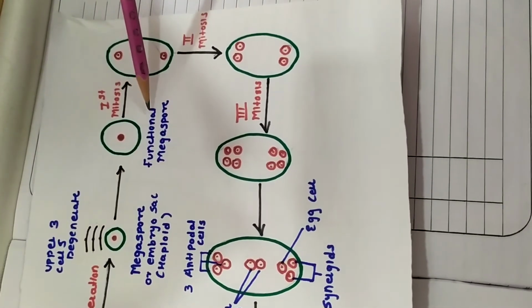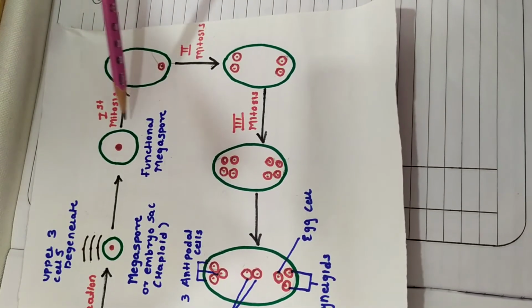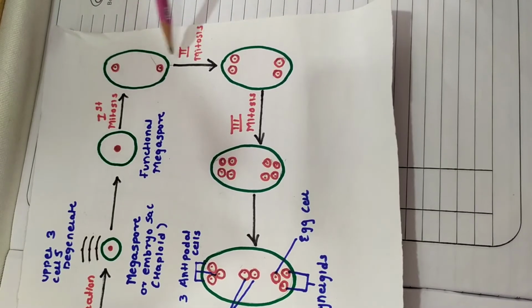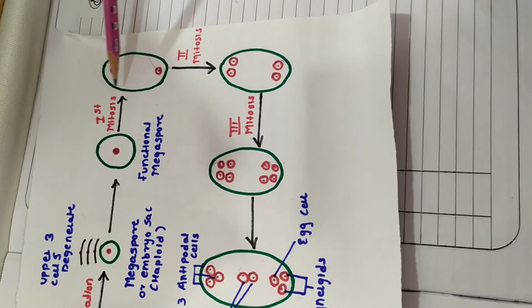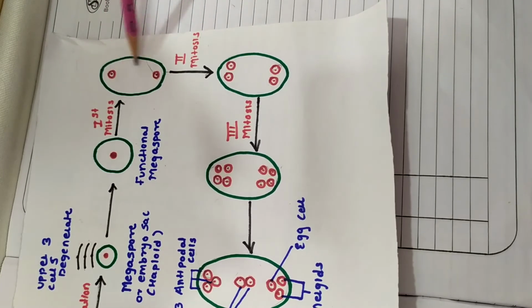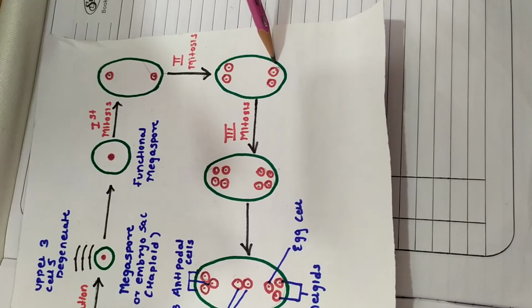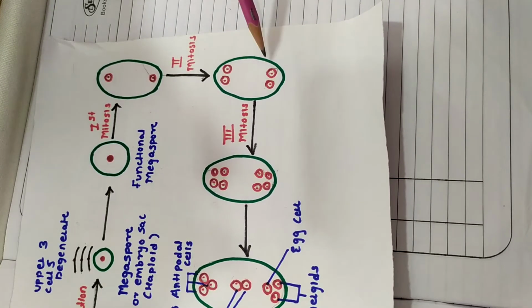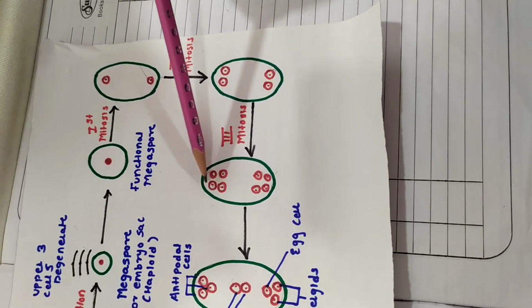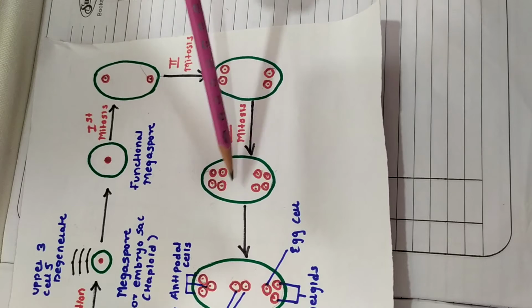Now, this functional megaspore will undergo first mitosis and form a 2-cell structure. This 2-cell structure will again undergo second mitosis and form a 4-cell structure. Now this 4-cell structure will again undergo third mitosis and form an 8-cell structure. Now, what will happen after this?